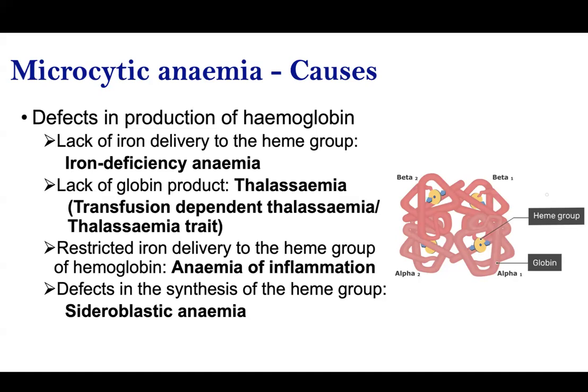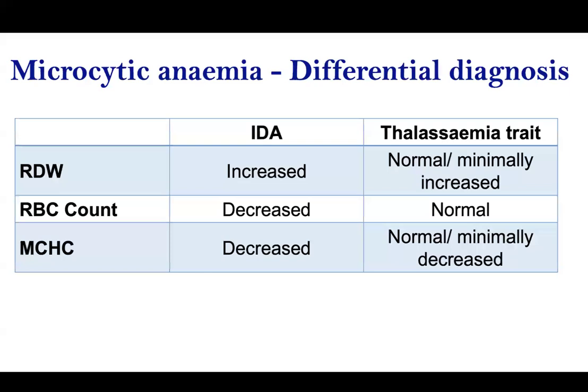The rare ones are anemia of inflammation or anemia of chronic disease, sideroblastic anemia, and lead poisoning, which are extremely rare. So the two common causes for microcytic anemia are iron deficiency anemia and thalassemia trait, which need to be differentiated, and it can be done in the general practitioner setting.